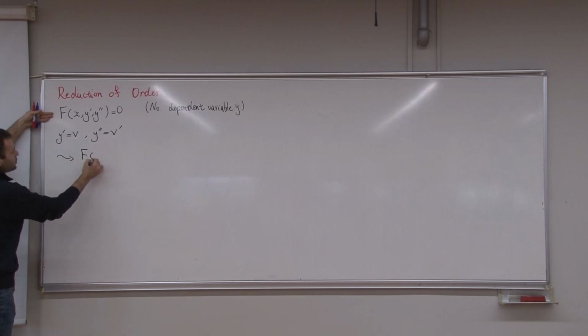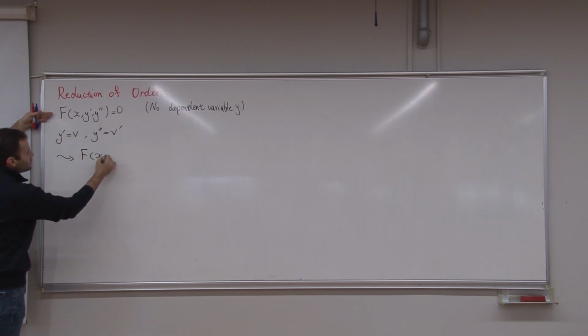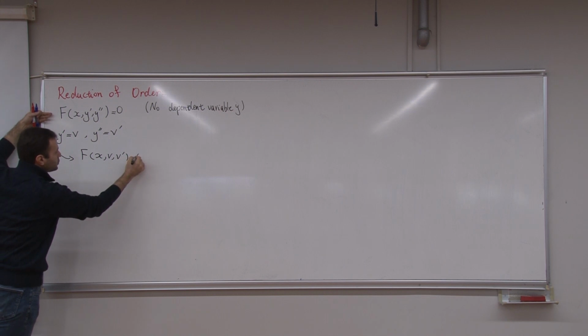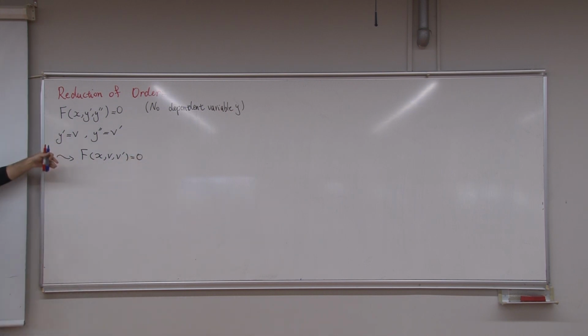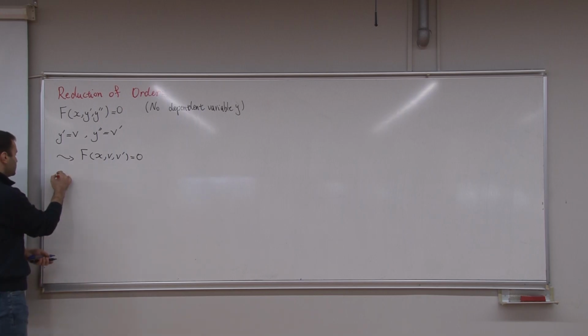By these assumptions, what is going to happen to our general equation? I'm just replacing everything, it is going to be x, v, v prime equal to 0. And if you look at this, this is a first order differential equation. And we know how to solve them.